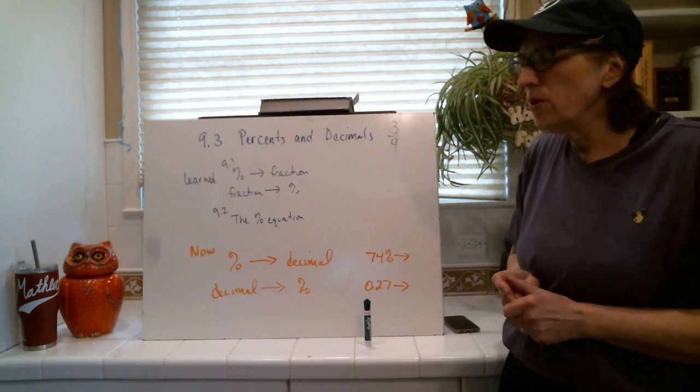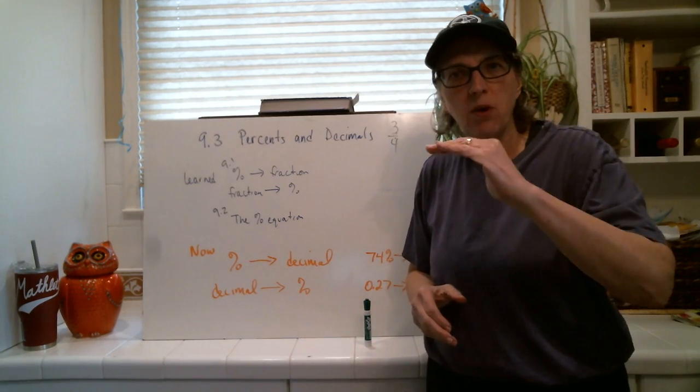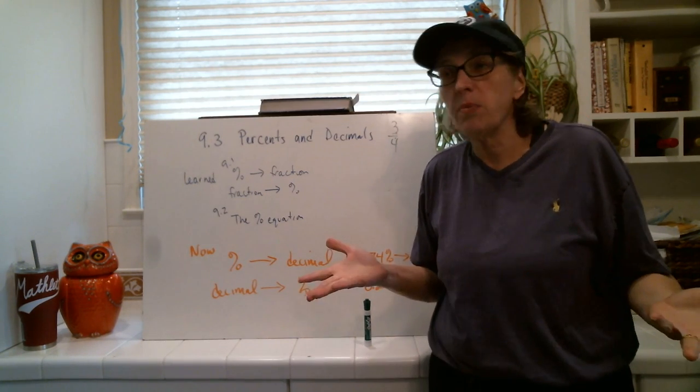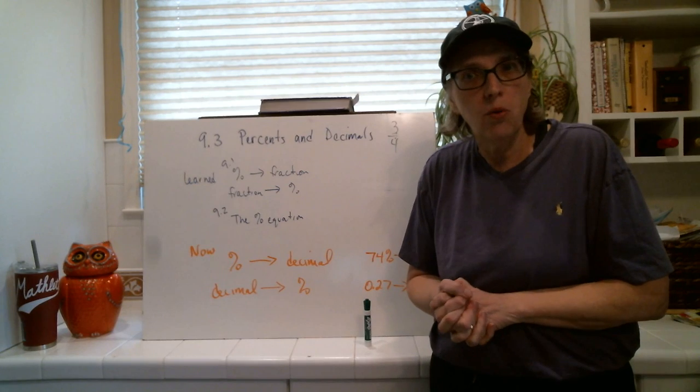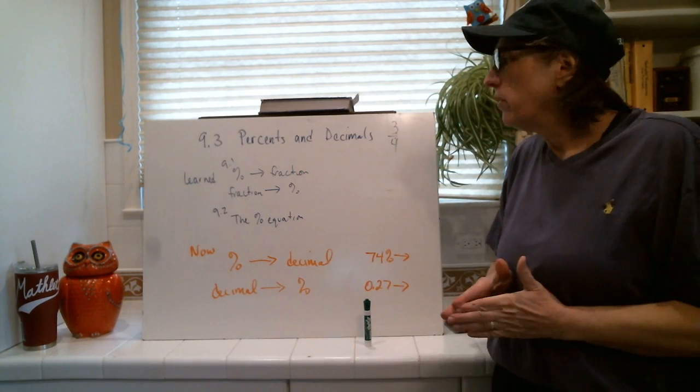In 9.2, we went over the percent equation: A over B equals P over 100, or is over of equals P over 100. And it's a proportion, and you show all the work like you do for a proportion. So most of you did quite well with that.